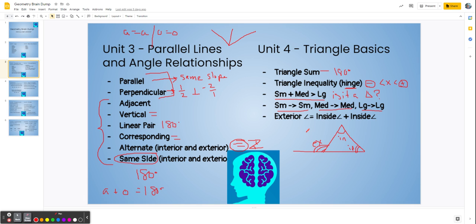So it would be like if this was 100 and this was 55, and I'm looking for this one, I would do 100 equals 55 plus x, or 100 minus 55 equals x, and x equals 45. That would be an example of that. But sometimes they give you expressions. Does that make sense?